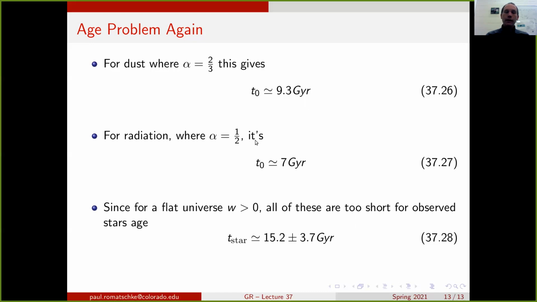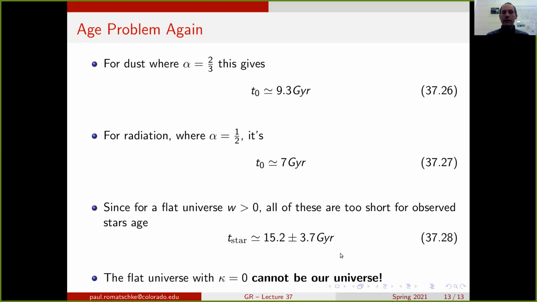That problem is compounded by the fact that for a flat universe, where we can't have a cosmological constant, w has to be bigger than 0. So actually, dust is the upper limit of the age of the universe if we restrict to equations of state that have w bigger than 0. And clearly, there's a tension between the age of the universe that we get for our explicit solution for the flat universe and the observed age of stars in our Milky Way.